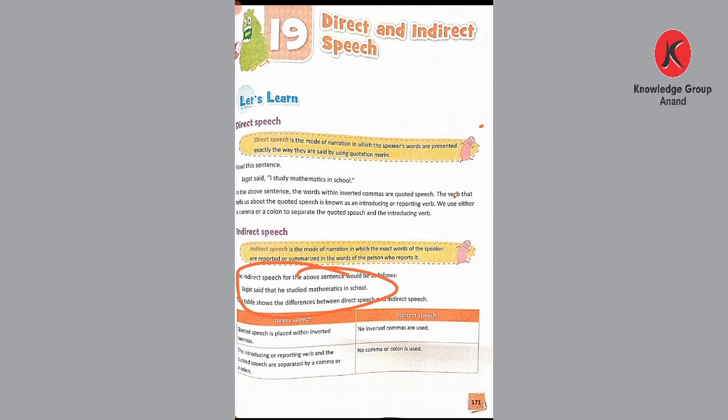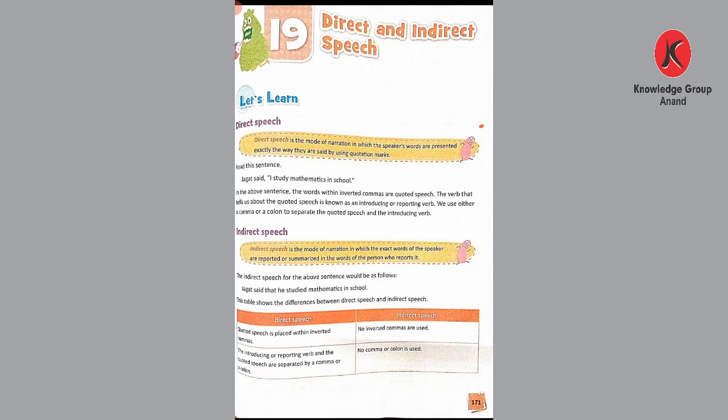Now let us go through the differences. A table is shown here about the differences between direct and indirect speech. In direct speech, the quoted speech is placed within inverted commas. But in indirect speech, according to the rules, when the sentence changes into indirect speech, the quotation marks are removed. The introducing or reporting verb and the quoted speech are separated by a comma or a colon.